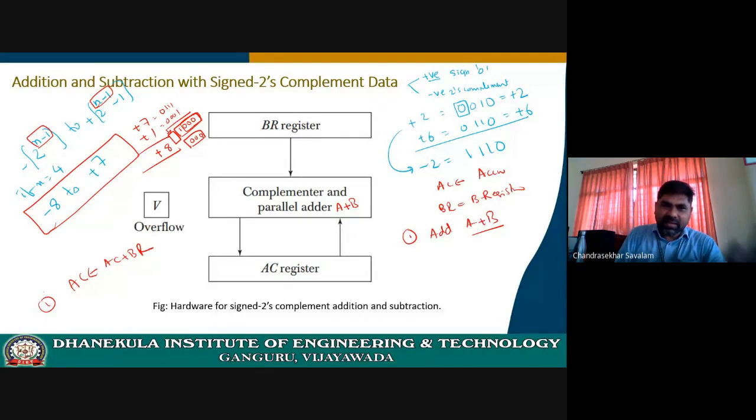So there are some cases for this overflow. What happens after getting this overflow? You need to adjust the results. That is carried out by separate algorithms. Anyway, that is not in our scope. Now you need to understand that there is a case where overflow occurs.